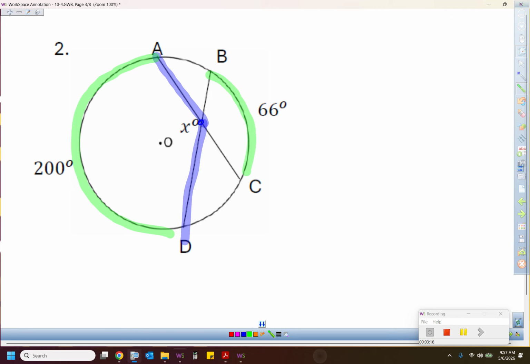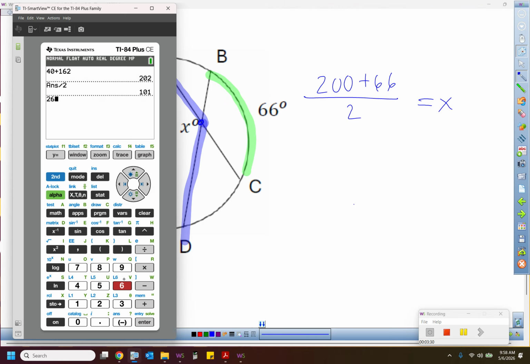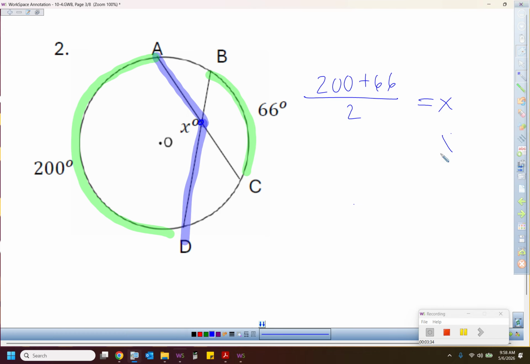So show me the work, because it does get weirder. Inside means add, then divide by 2, and that will equal x. So that's going to be 266 when you add 200 plus 66, and then divide by 2. Did you get 133 degrees back?